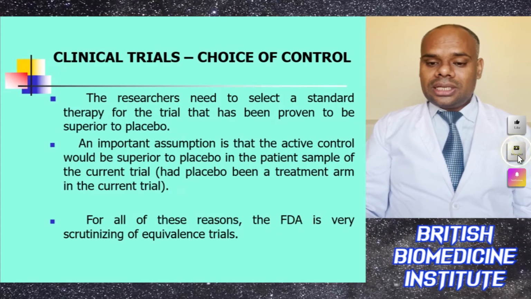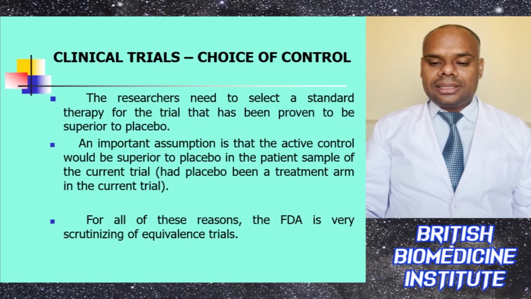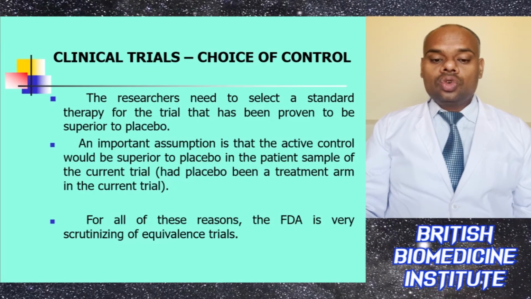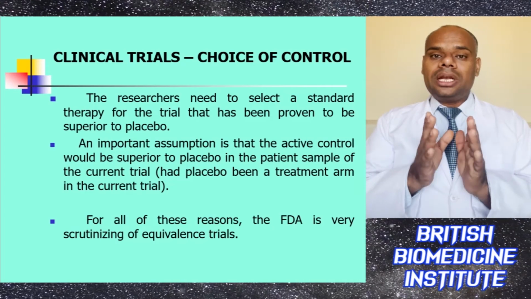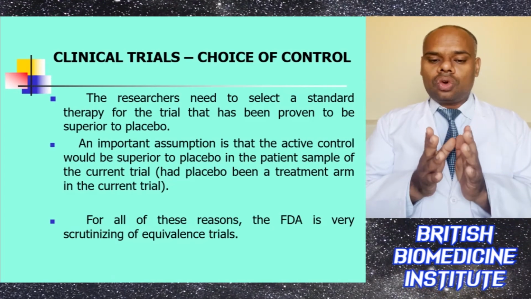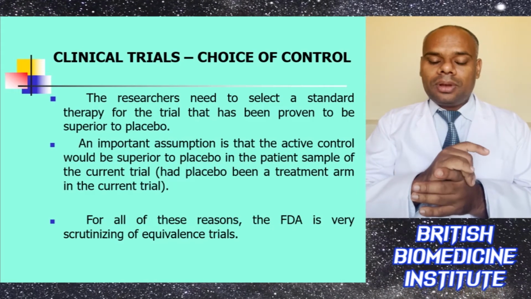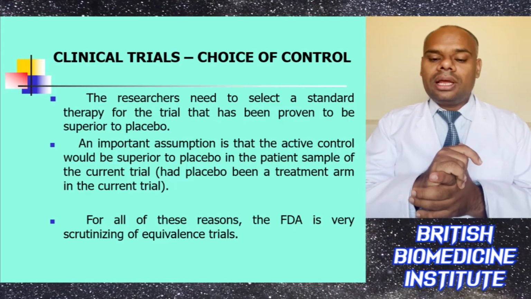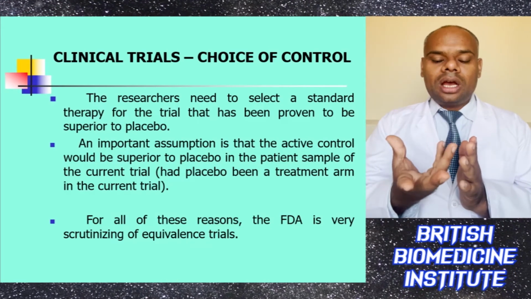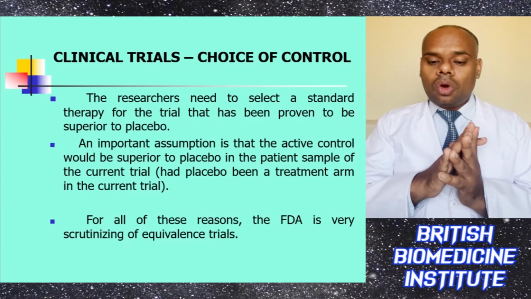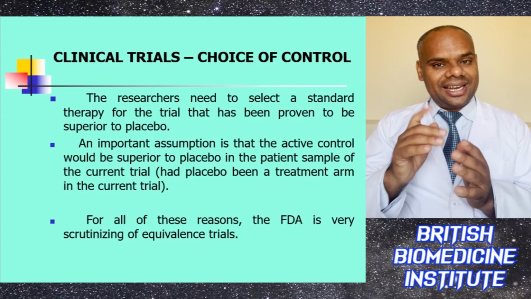So, the researcher needs to select a standard therapy for the trial that has been proven to be superior to the placebo. An important assumption is that the active control would be superior to the placebo in the patient sample of the current trial, even though the placebo is not a treatment arm in the current trial. For all these reasons, FDA is very scrutinizing of equivalence trials.